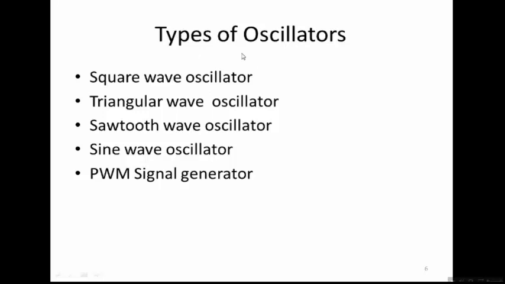Next is the types of oscillators. There are different types of oscillators, for example square wave oscillator, triangular wave oscillator, sawtooth wave oscillator, then sine wave oscillators and PWM signal generators. The types of oscillators are based upon the shape of the output signal that they produce. Some oscillators produce a square wave, triangular wave, or sawtooth waveform. Some others produce a sine wave or cosine wave, and the pulse width of the output signal can also be changed by oscillators of the PWM generator kind.